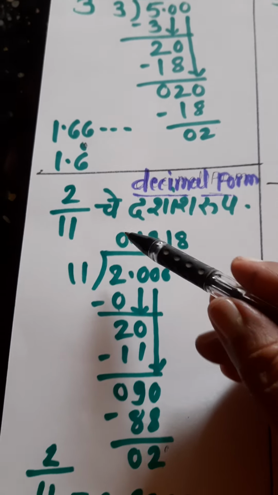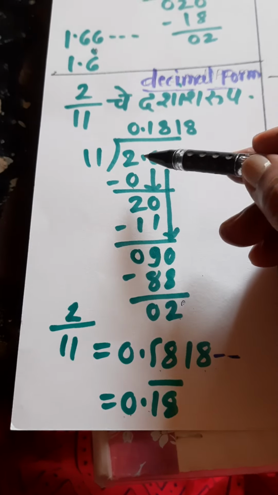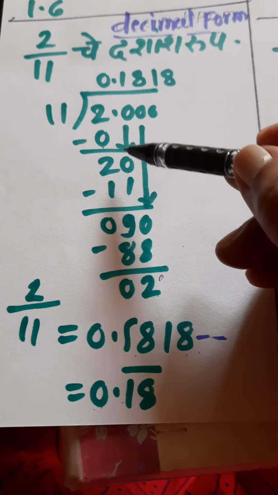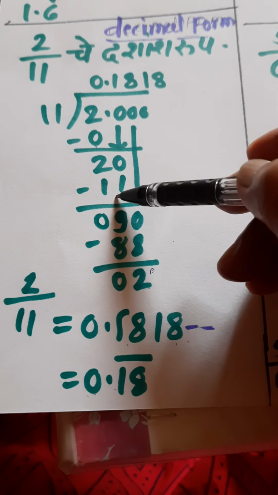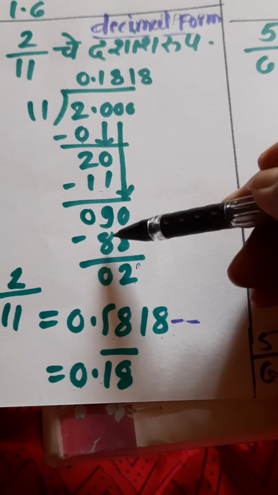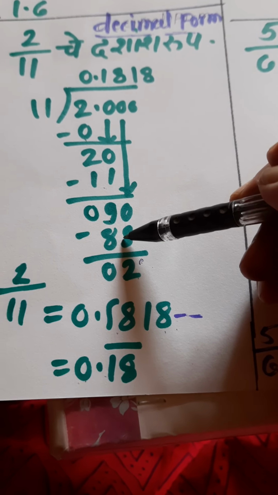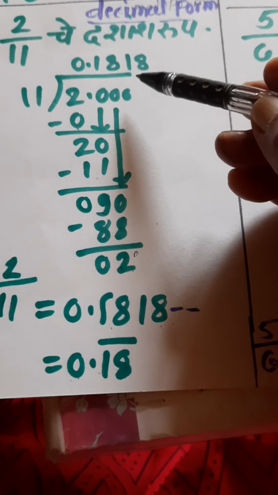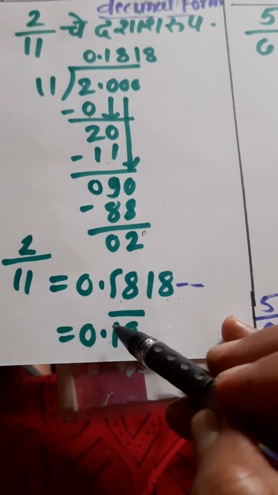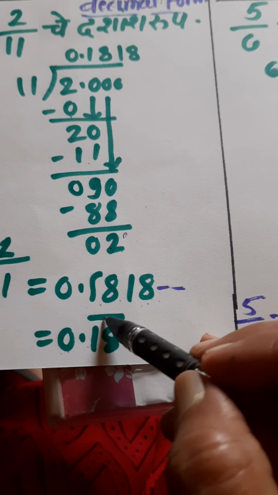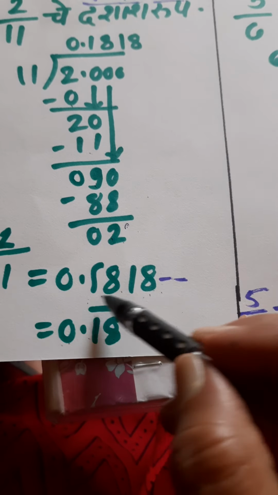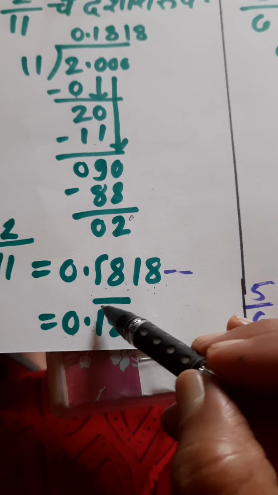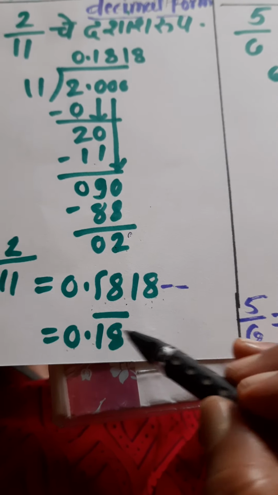The next example, 2 upon 11 decimal form. 2 divided by 11. First 0, 11 ones are 0 point, 11 ones are 11, 9 remain, take 0, 90. Small quantity in the 11 table, 11 8s are 88, then 2, then next 20, 11 ones. Here we can observe that 18 is coming repeatedly. So I have written here a single bar on the digits 18.